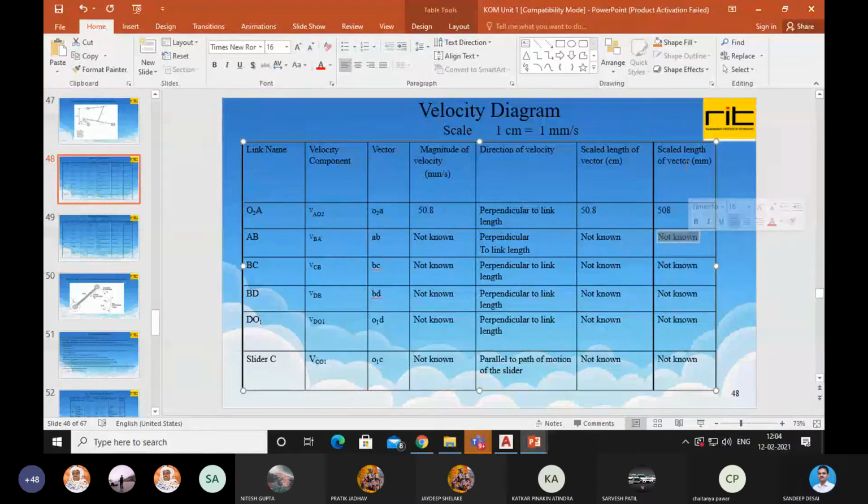Can we write it in the table? Scale length of the vector. How much is AB? Small ab? 182.60. Then BC, how much is BC in the diagram? We are writing this from the diagram, and the vector lengths in the diagram are in millimeters, not centimeters. Therefore we are writing it under the millimeter column. Our unit was millimeter, so whatever vector lengths we got, those are in millimeters.